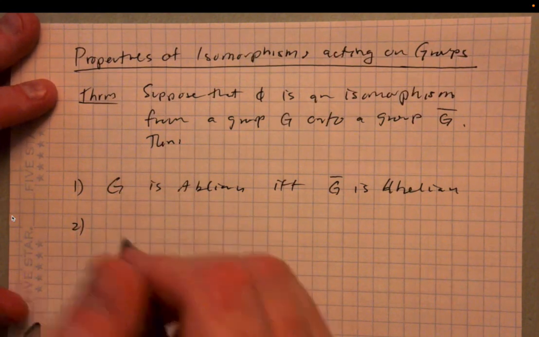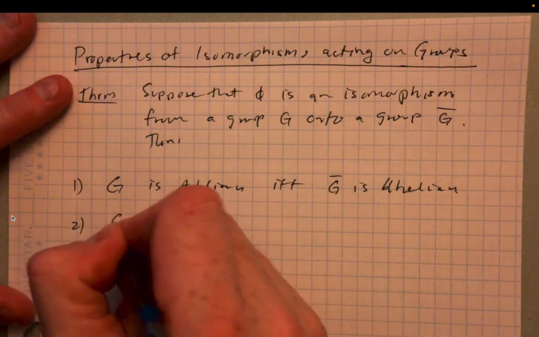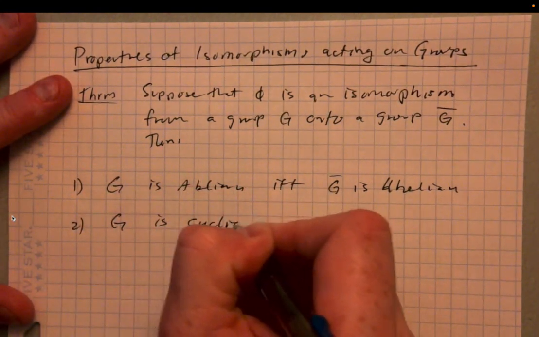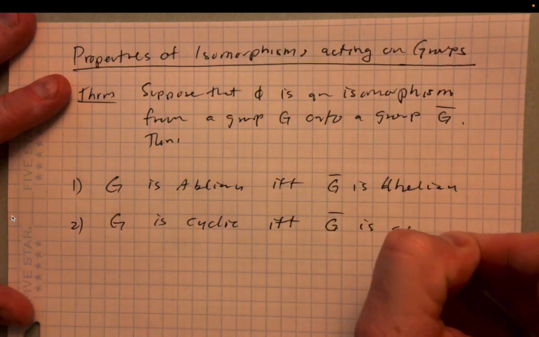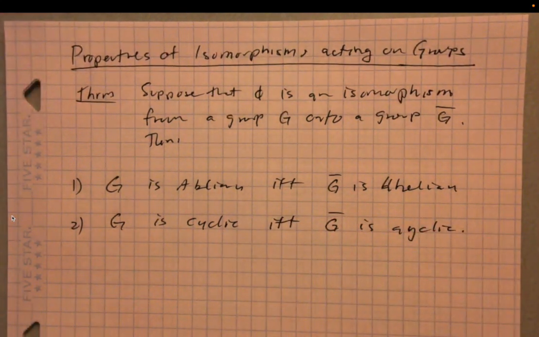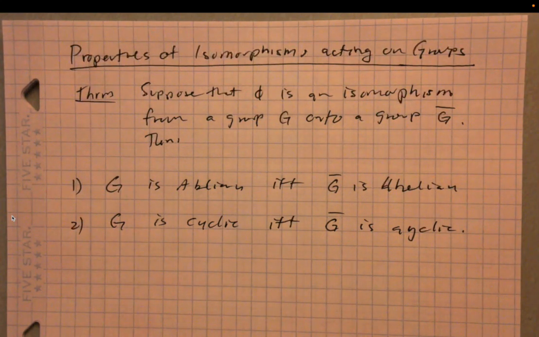The second thing is G is cyclic if and only if G bar is cyclic. Again, most of these properties are just going to be natural consequences of taking the idea that isomorphic groups have the same structure very seriously. So if G is a cyclic group, then the group that it's isomorphic to, that has the exact same structure as it, must also be cyclic.